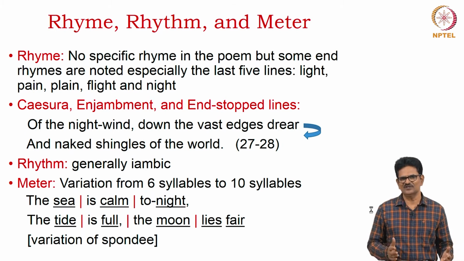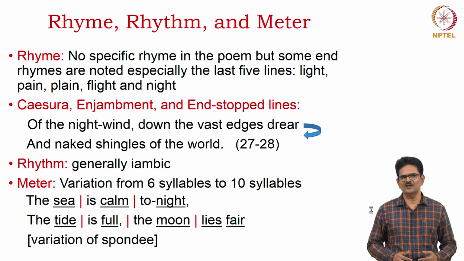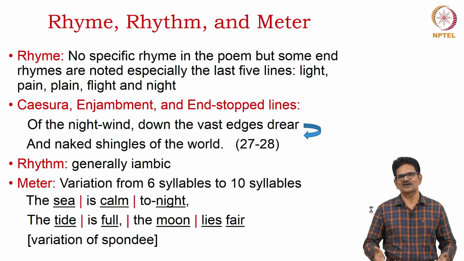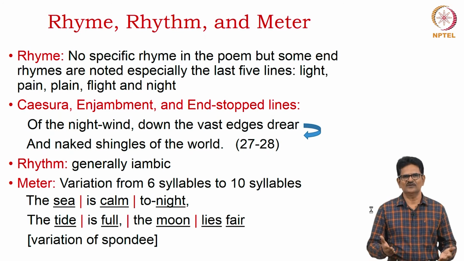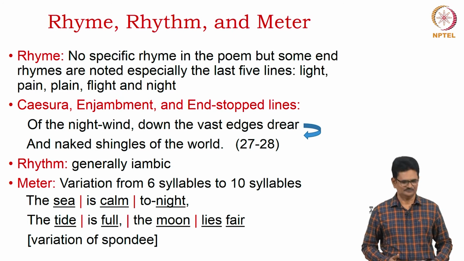We have 6 syllable and 10 syllable lines. "The sea is calm tonight, the tide is full, the moon lies fair." From these lines we find that there are also variations, including one spondee that we can notice here, "lies fair."